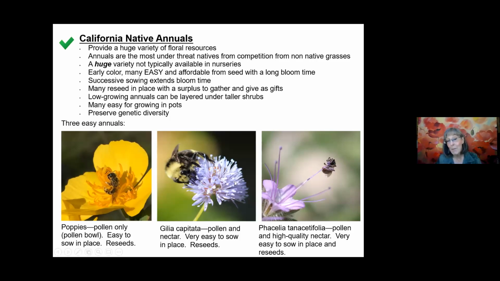And then we have Gilia capitata, and then Phacelia tanacetifolia, which provides both pollen and nectar. The nectar is really tasty. Lots of bees will be attracted to it. Here you can see a tiny bee having a pollen snack there on the end. Seeds are great also because you preserve a lot of genetic diversity. Some are so easy. Some of these, like the Gilia capitata, I just throw it on the ground and it comes up pretty quickly. Same with the Phacelia tanacetifolia.